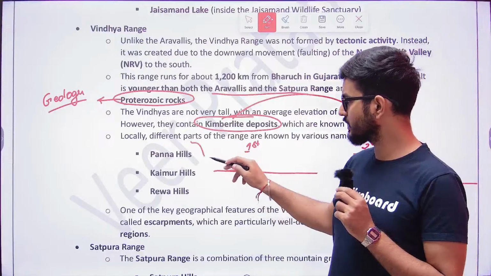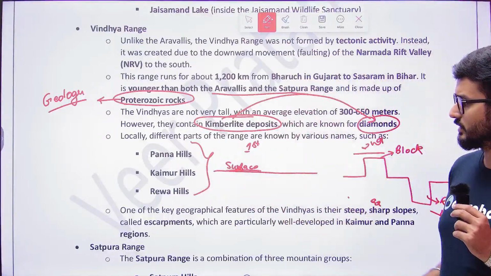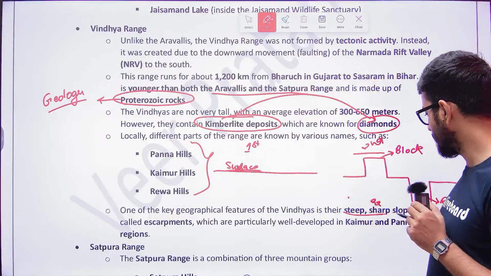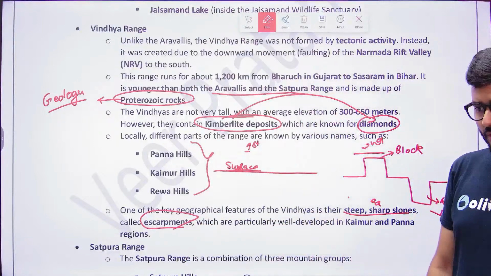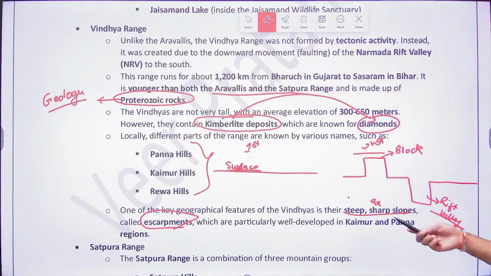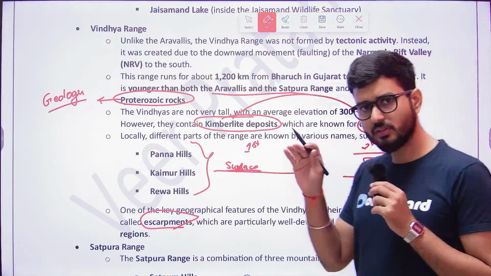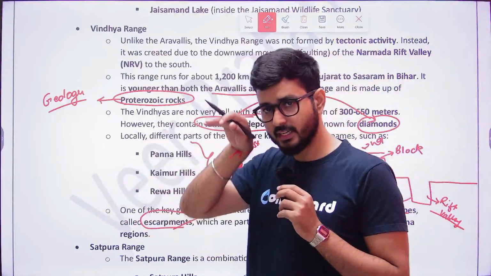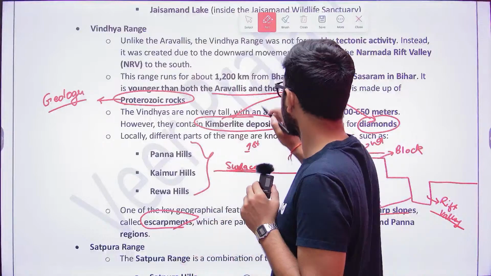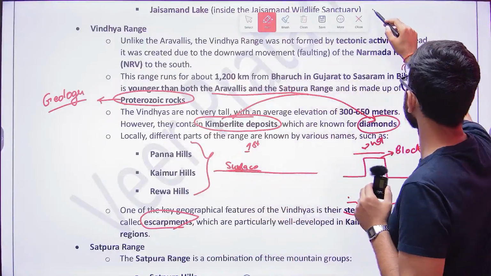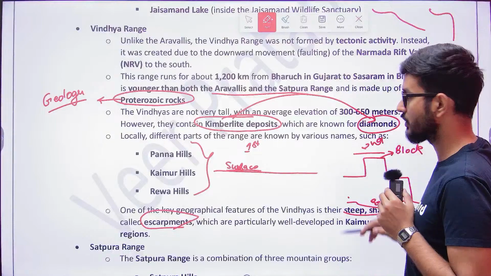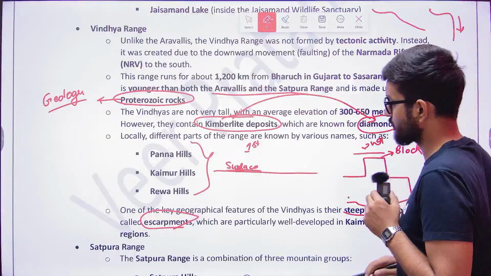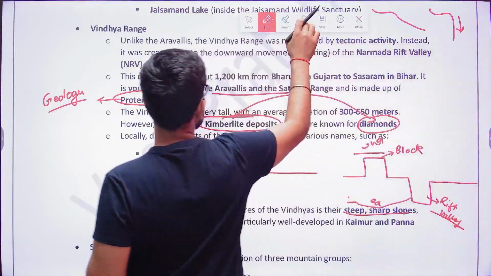Apart from that, there are other important hills in the Vindhyan ranges, and these hills are very well known for their escarpments. What do we mean by escarpments? Steep, sharp slopes. It is not a smooth slope, but a steep slope. It is not going to happen like this, it is going to happen like this. So this is the steep escarpment that is going to be there.